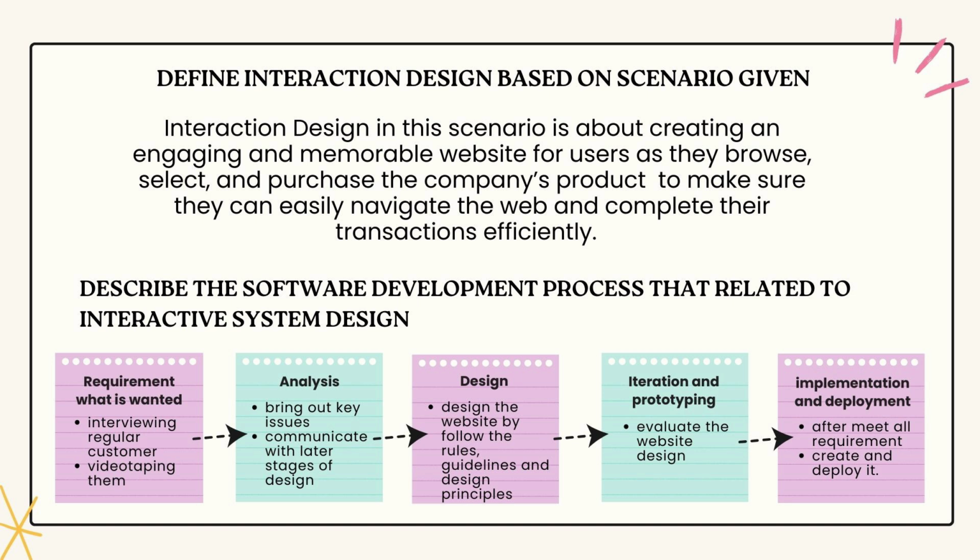Next is analysis. In this process, we have to bring up the key issues and communicate with the latest stages of design. After that, in the design process, we have to design the website by following the rules, guidelines and design principles. This is to make sure the design that we want to develop is user-friendly. After that is the iteration and prototyping process. This process is about evaluating the website design. It is to update the errors and make sure the website that we want to develop meets all the requirements.